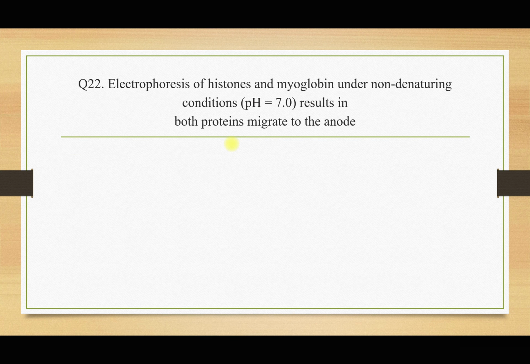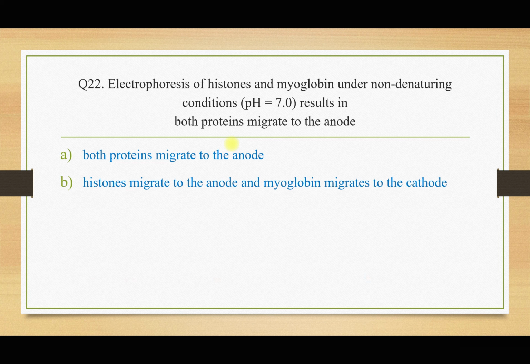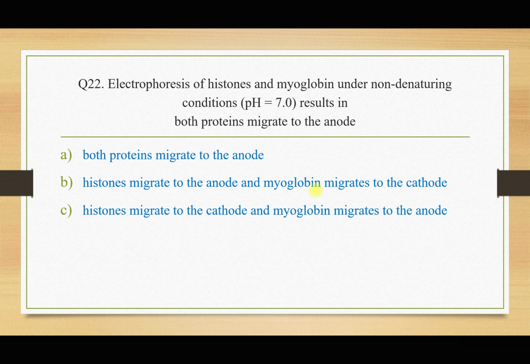Question 22. Electrophoresis of histones and myoglobin under non-denaturing conditions, pH equal to 7, results in which? Option A, both proteins migrate to anode. Option B, the histones migrate to anode and myoglobin migrates to cathode. C, histone migrates to cathode and myoglobin migrates to anode. Option D, both proteins migrate to cathode.